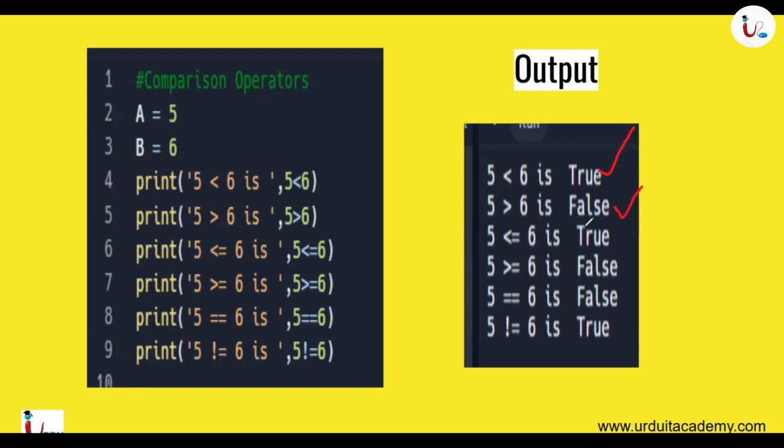5 less than or equal to 6 is correct, so it is printing true. 5 greater than or equal to 6 is wrong, so it will give you false. And 5 equal to 6 is wrong, so it is giving you false. And 5 not equal to 6 is true. That's why it is giving you true output. Clear? So this comparison operator, mainly we can use whenever we are checking a condition using an if block, or whenever you have to write a condition in a while loop. Okay, we'll learn them later.